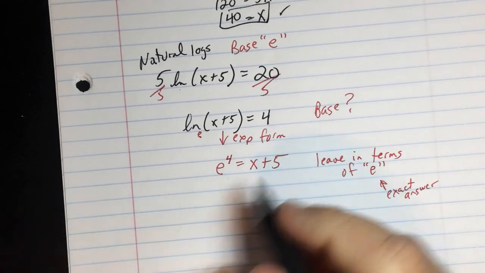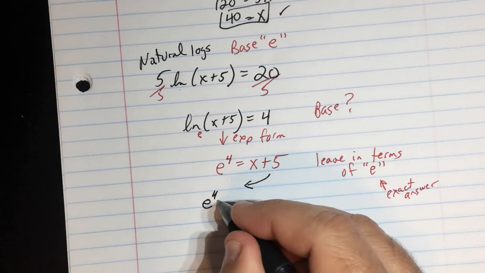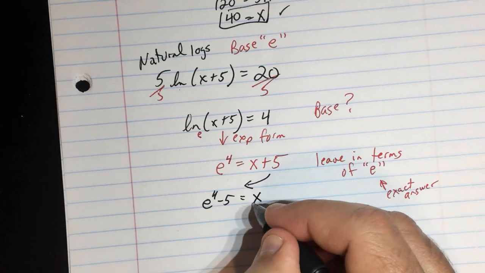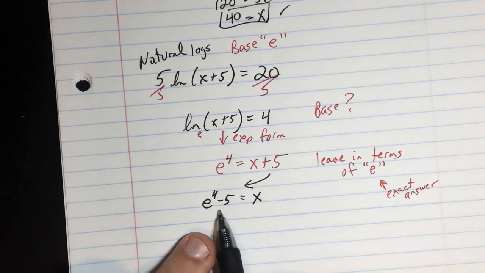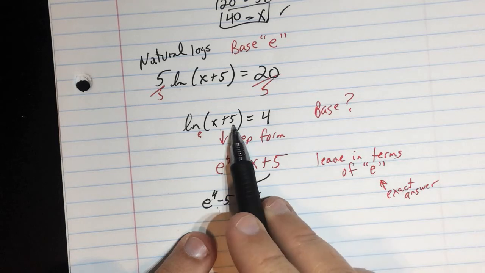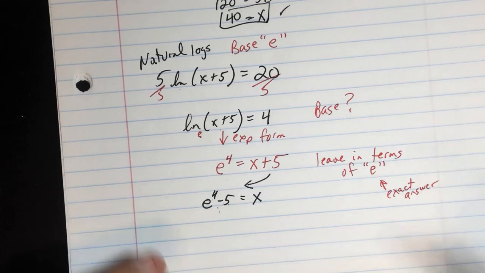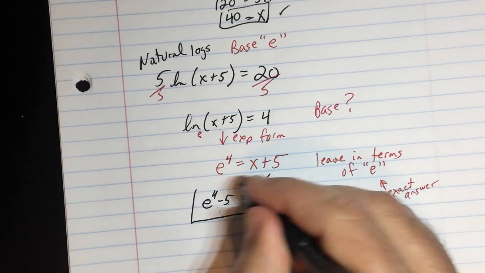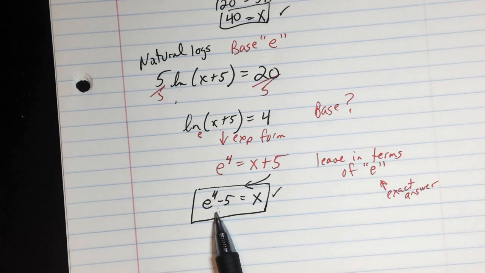So when I solve for x, I'm going to move that 5 over. I'm going to get e to the 4th minus 5 is equal to x. Now, if I plug this back in, e to the 4th minus 5 plus 5 would be e to the 4th, and e to the 4th is a positive number, so we're going to call that a good answer, and it does check. So natural logs we can leave in terms of e.